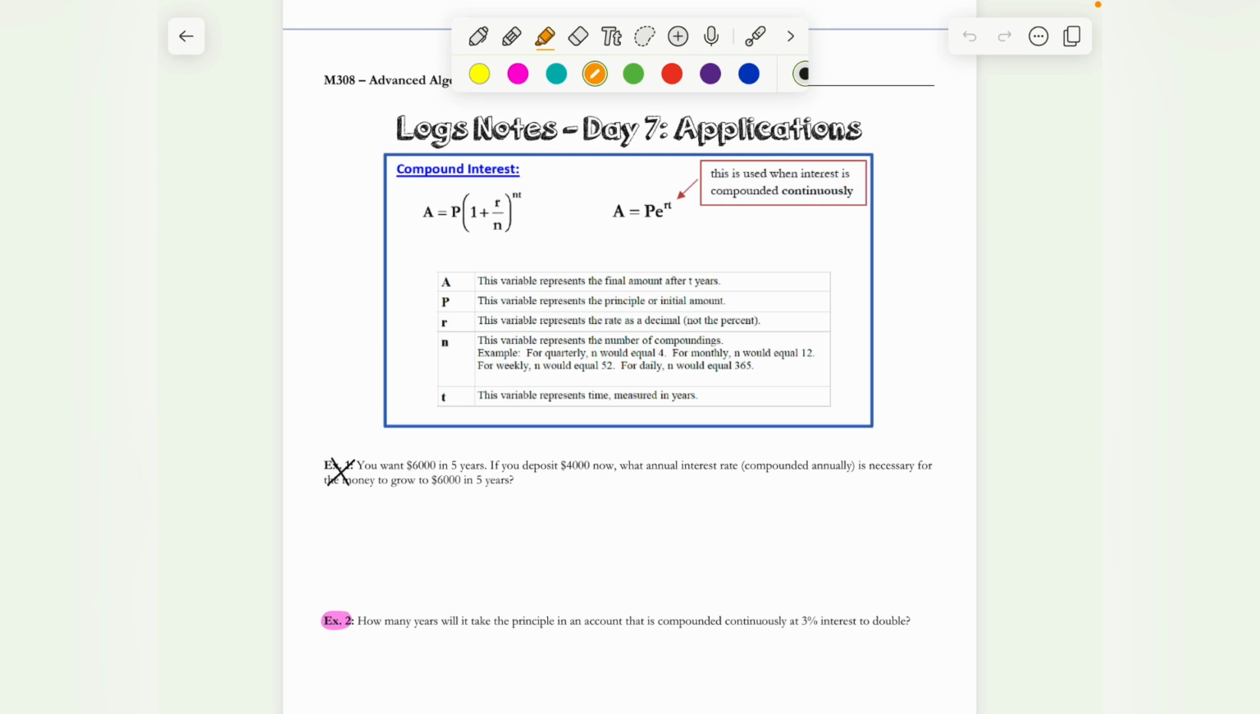Hello class, so we are going to look at logs day 7 application, so some word problems. All right, so we're bringing back some of these old formulas. You do not need to memorize these. They will be given to you if this is the problem that you will see. And it's the same exact thing.